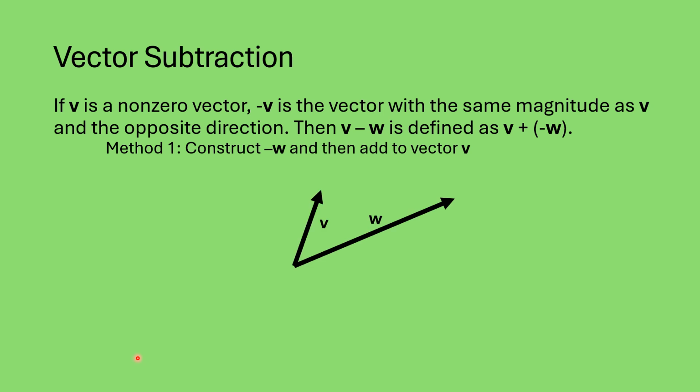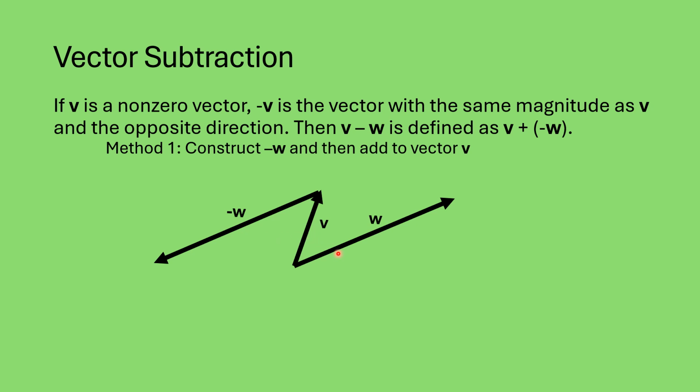So here is our v vector and our w vector that we're going to start with. Now we want to subtract those using this first method. It tells us, first of all, we have to produce minus w, which is going to be this vector right here. It's a minus, so it's the same magnitude and in the opposite direction.